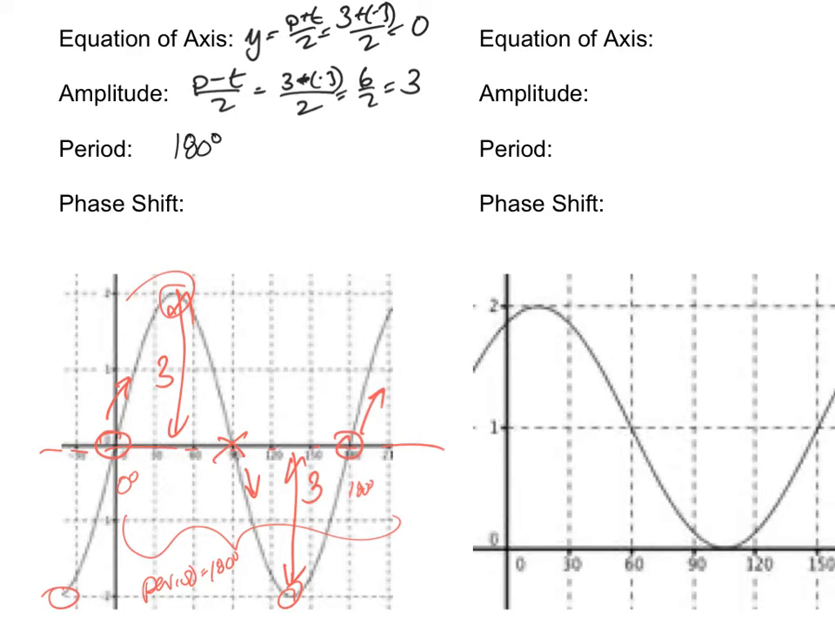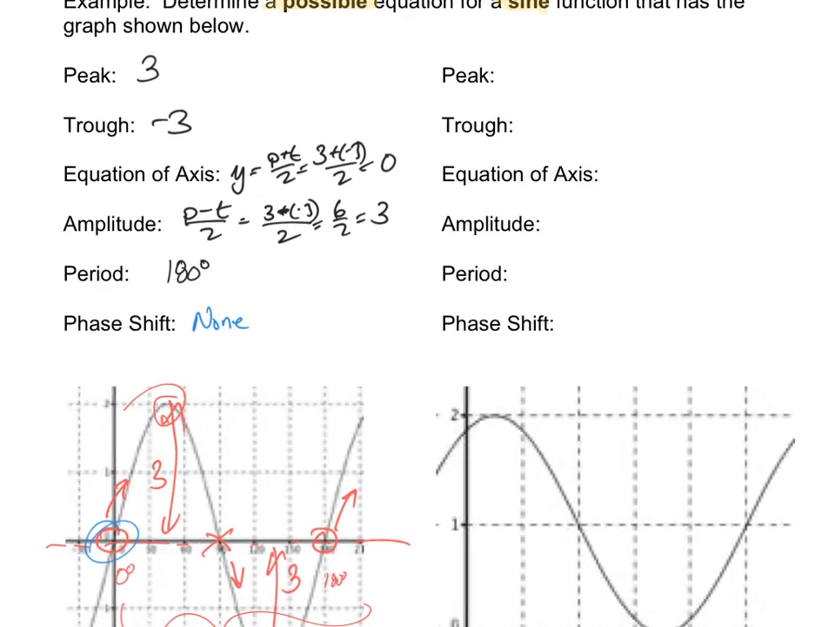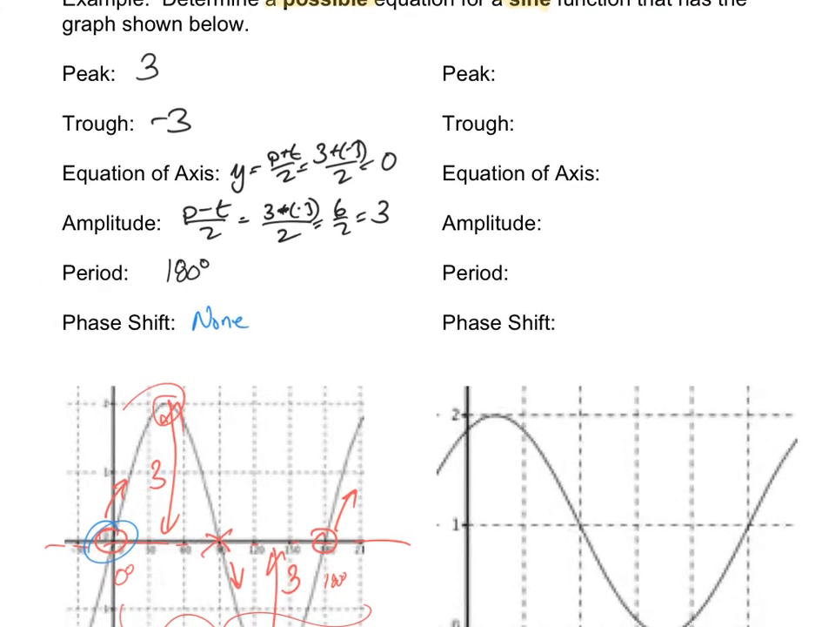And for the phase shift, well, let me do this in blue. Sine starts right there. So in this case, we actually have no phase shift. The reason why it's nice to pick off these attributes is we can get our A, K, C, and D values straight from here. So I'm going to do this in red. We're going to do the sine function. So the equation of axes is y equals 0. This implies that C is going to be 0. The amplitude is 3. That implies that A is going to be 3.